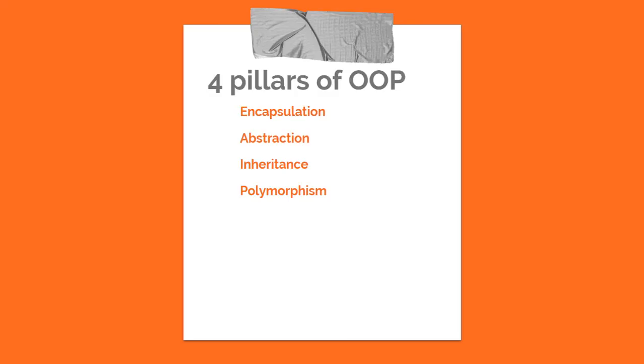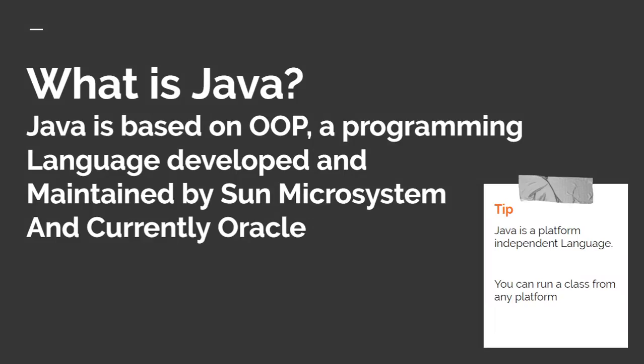Polymorphism is actually quite related to inheritance. Polymorphism means one function and different forms. Poly means different and morphism means forms. Okay, so let's talk about Java, that is the topic we are going to learn today.